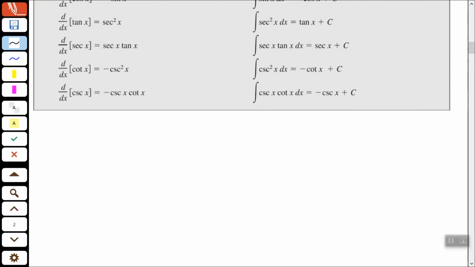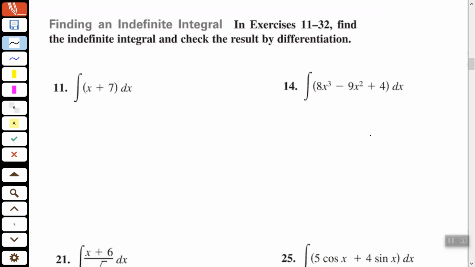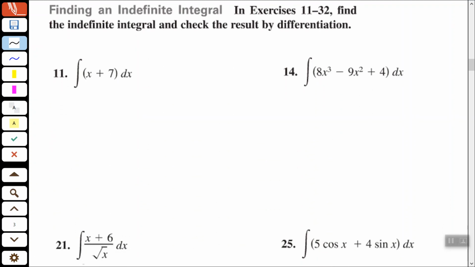Alrighty, let's look at a few problems here. We want to find the indefinite integral of these problems. So the indefinite integral of x plus 7.